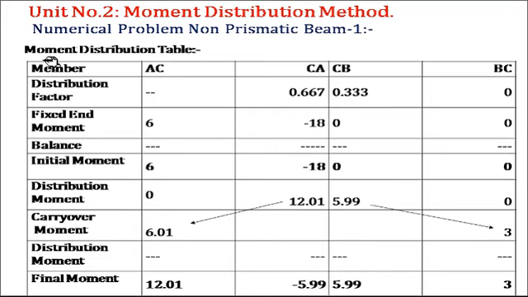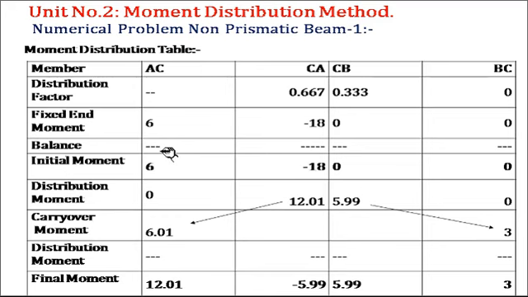Now this is the moment distribution table. The first row is the member AC, CA, CB and BC. Next row is the distribution factor. So at joint C, distribution factor in member CA is 0.667 and distribution factor in member CB is 0.333. Next row is fixed moment. Fixed moment in member AC is 6, already I found out. Fixed moment in member CA is minus 18 and fixed moment in member CB and BC is 0.